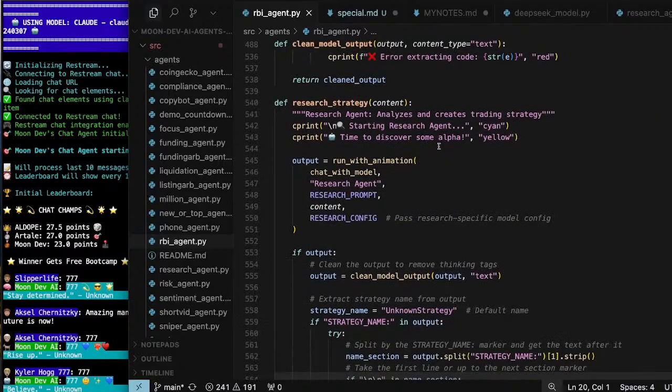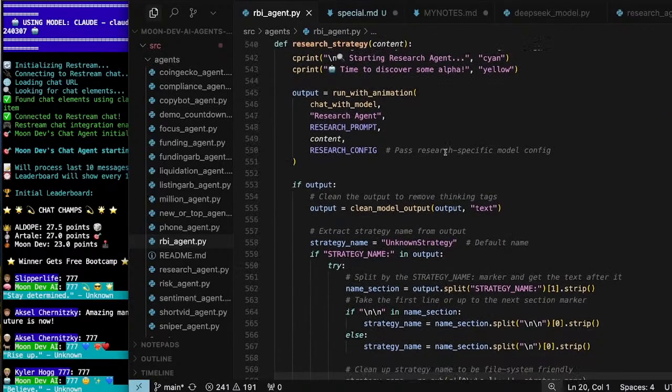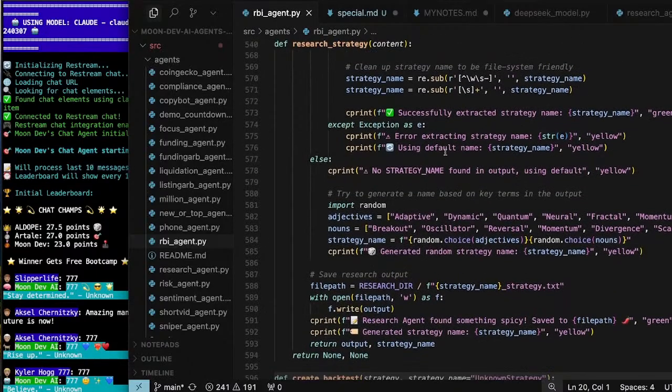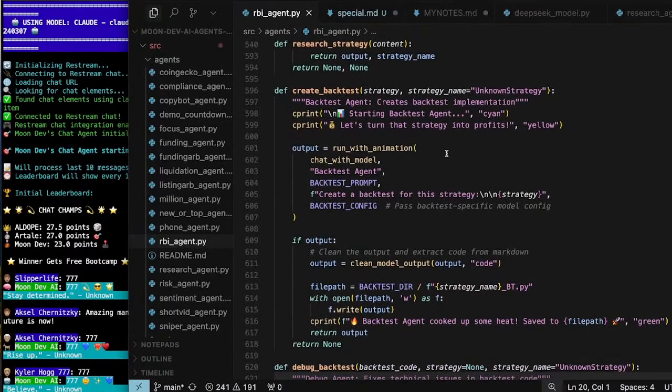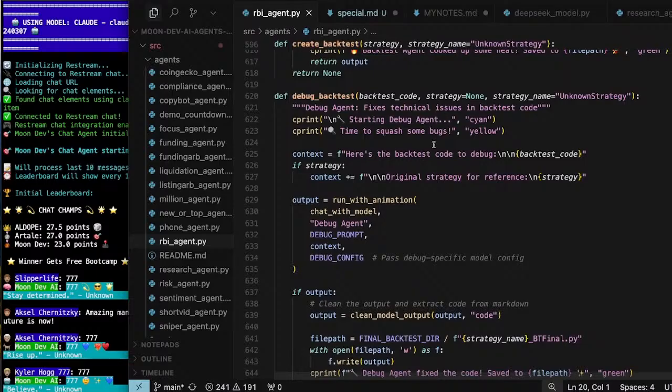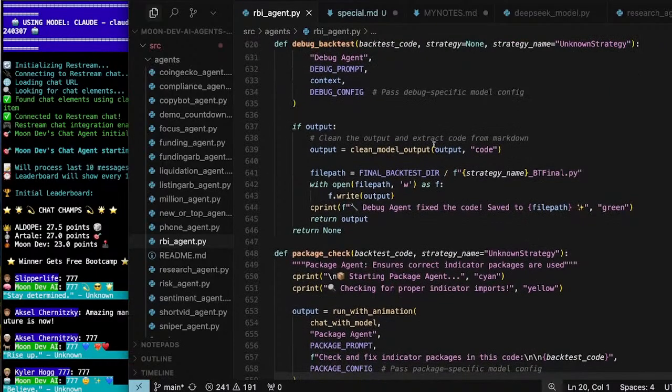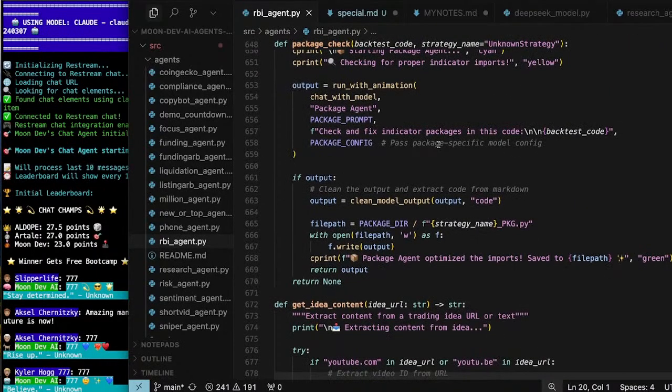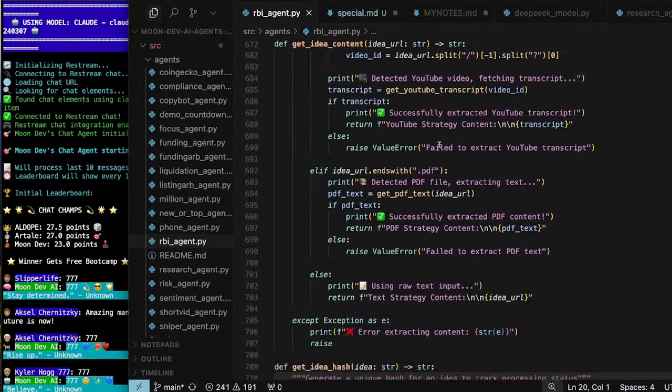777, dude. This is the research strategy agent here. Okay, you have all the code now. What do you need me for? You can go step on the guy back here. I already showed you. It's the RBI system. This is the debug agent here. The package checking agent here. Okay. The get idea content.